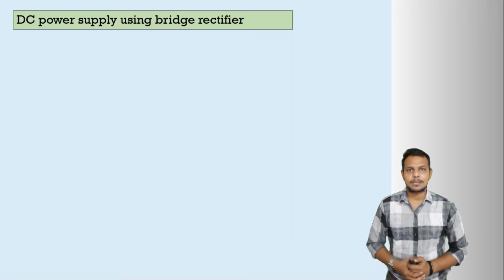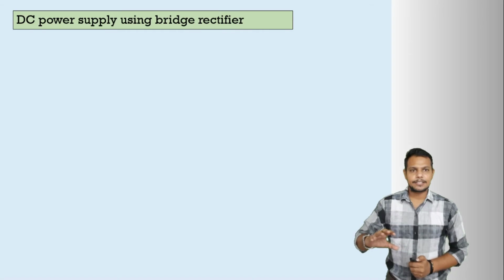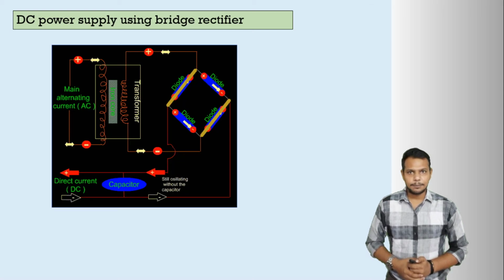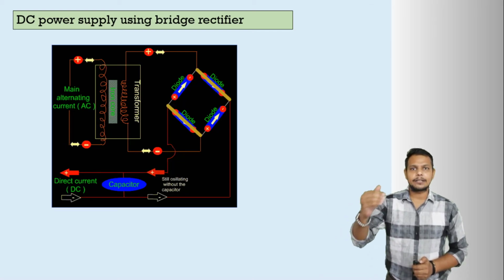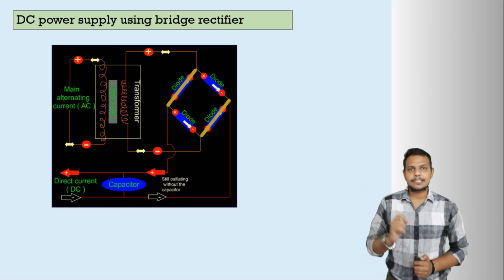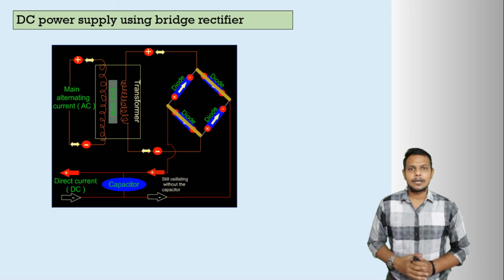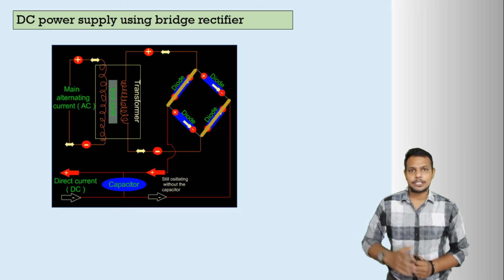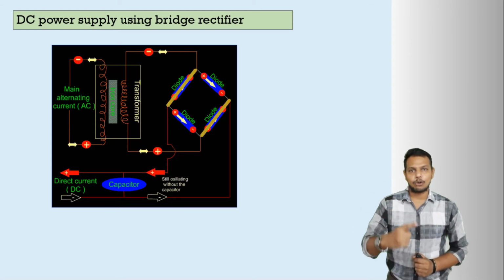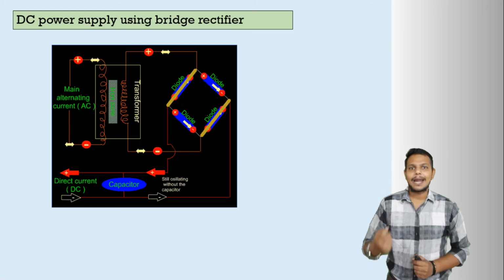Now next, DC power supply using bridge rectifier. Here is an example of a bridge rectifier with main alternating input. If we apply input at the step down transformer, then current flows from plus to minus. At this time, only two diodes work in a closed loop circuit, or we can say work in the forward region, whereas two diodes work in the reverse region. We can say D1 and D2 work in the forward region, that means as a closed loop, and D3 and D4 work as open circuited, meaning in the reverse region.